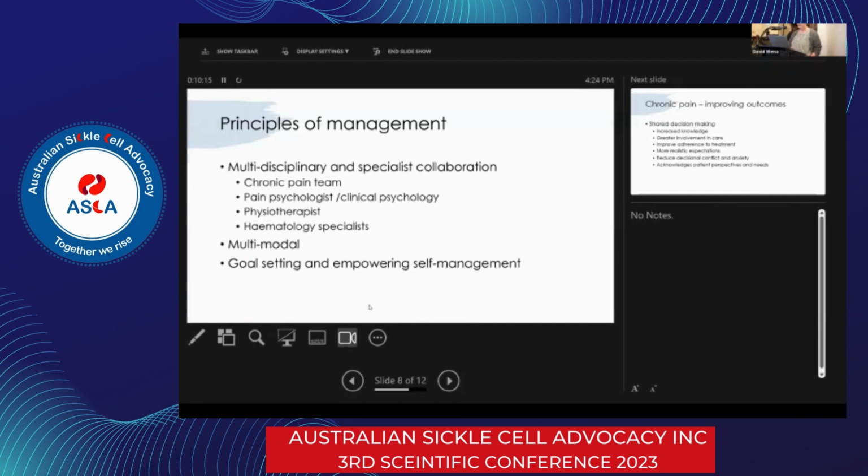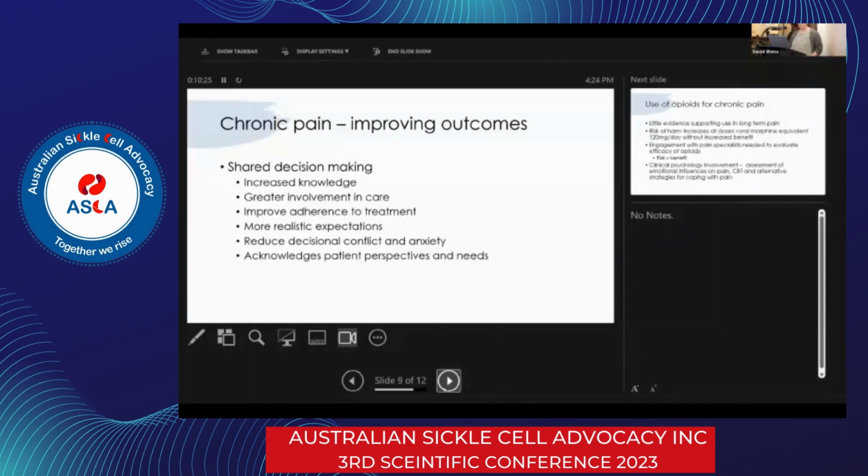It's about setting goals and empowering patients to self-manage, not us dictating, but letting people take control of their own lives and condition. To that end, we promote shared decision making. I don't think anyone really responds well to being told what to do. I certainly don't. It helps to increase knowledge, greater involvement in their own care, and improves adherence to treatment. People who understand why they're taking something are more likely to take it than just because we tell them to.